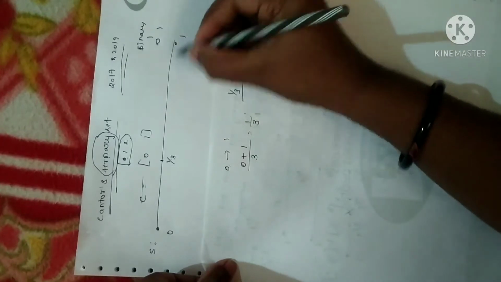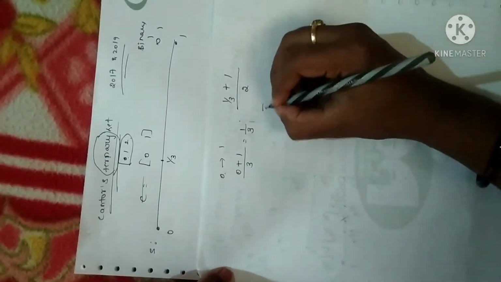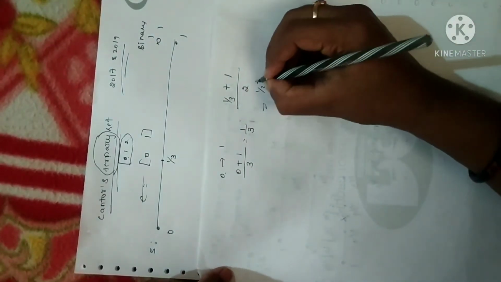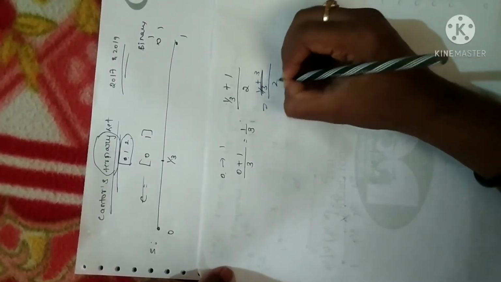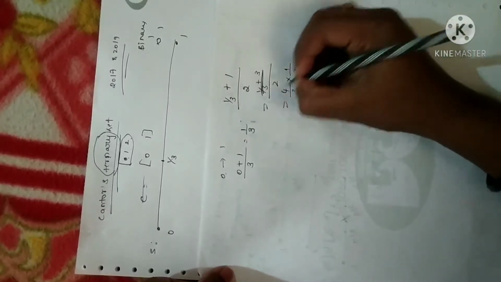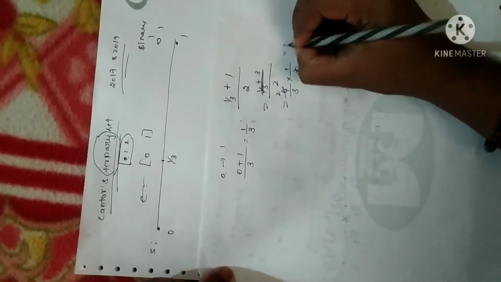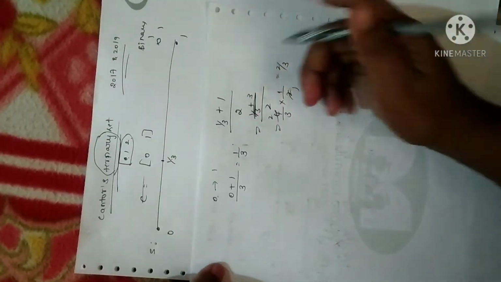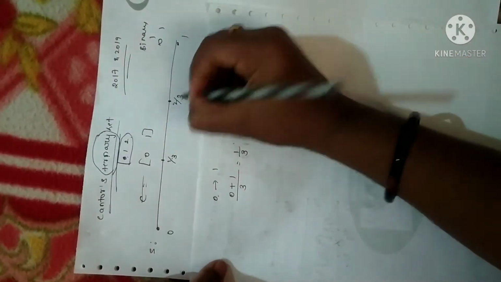So 1 by 3 and 1 into 2 parts, so let me divide it by 2. So you will get 1 by 3 plus 3 is the LCM, right? Plus 3 divided by 2. So you will get 4 by 3 into 1 by 2. 2 ones are 2, 2 twos are 4. So I have obtained 2 by 3. So I'll mark here. Clear?